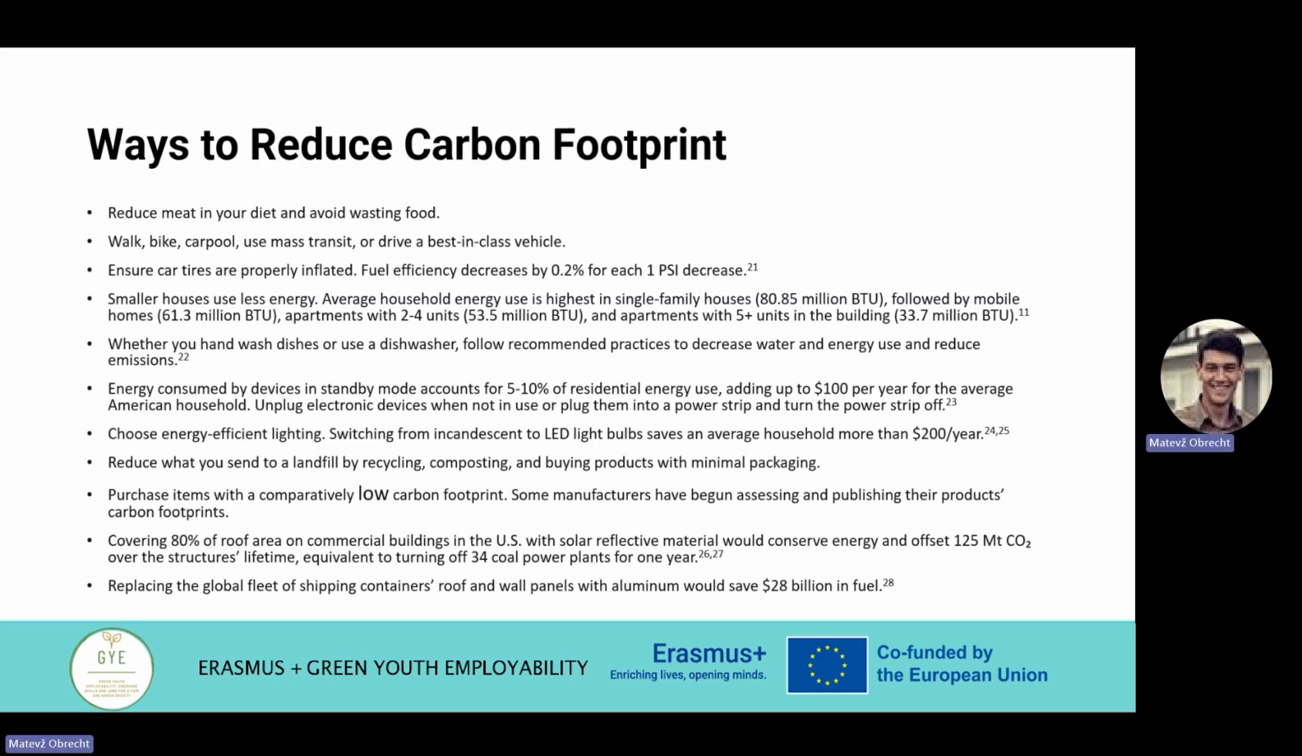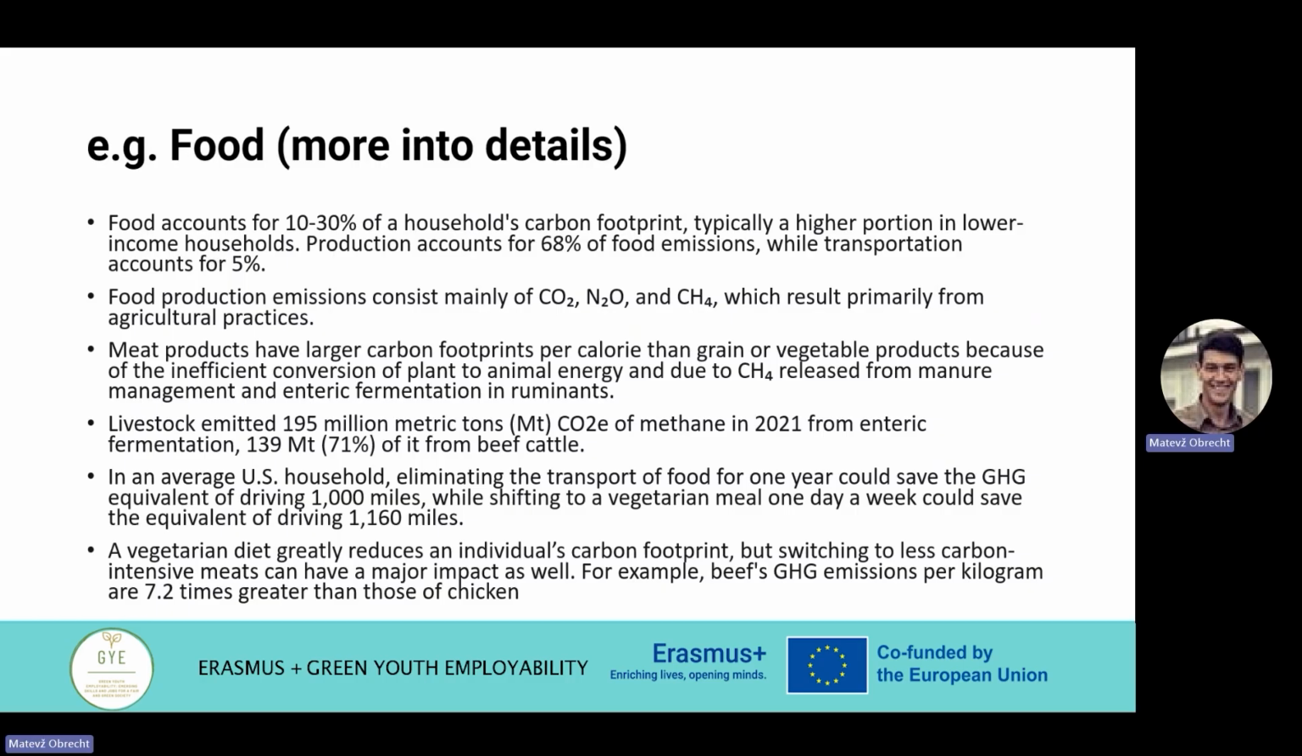We can also cover the roofs with some solar reflective material or photovoltaics if we have the chance to do that. Regarding food, it accounts for 10 to 30% of household carbon footprints, depending on your diet and, of course, all other things, how much electricity you spend, how much you travel and so on. Production is the biggest part of it, 68% of food emissions. Transportation accounts for only 5%.